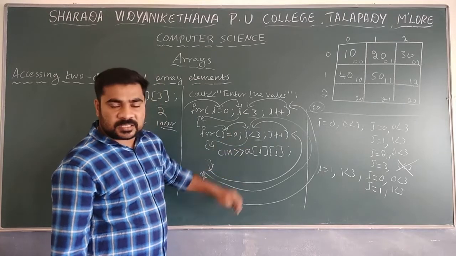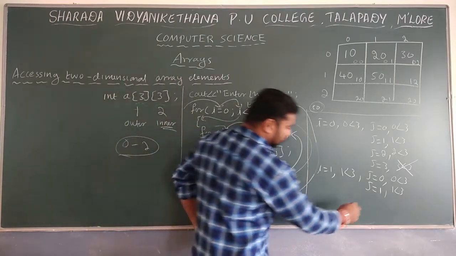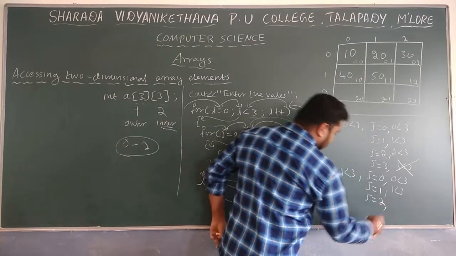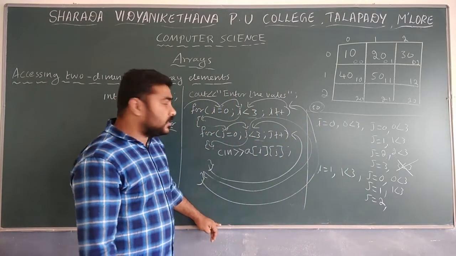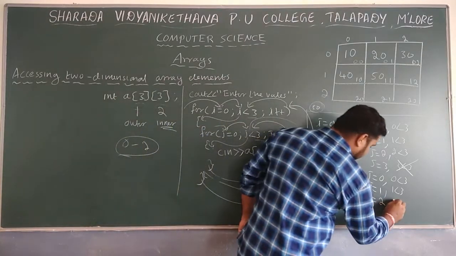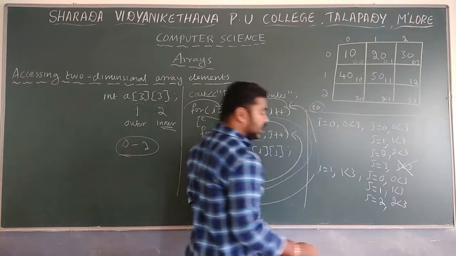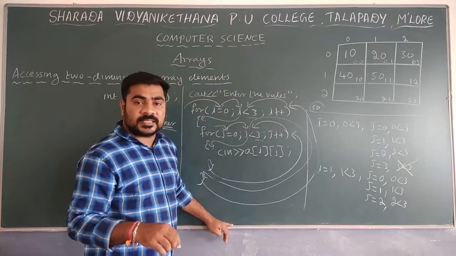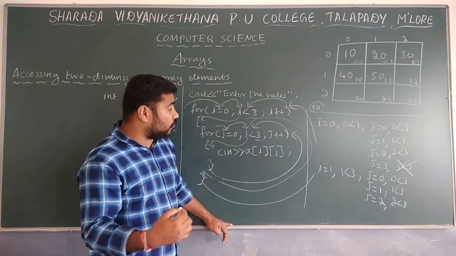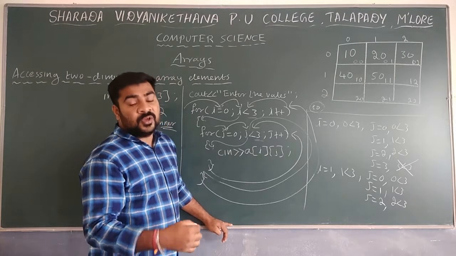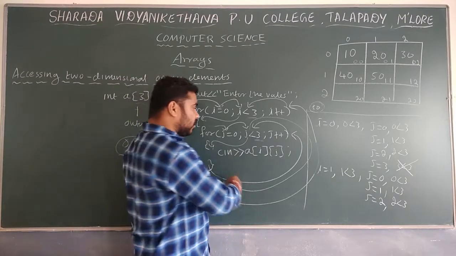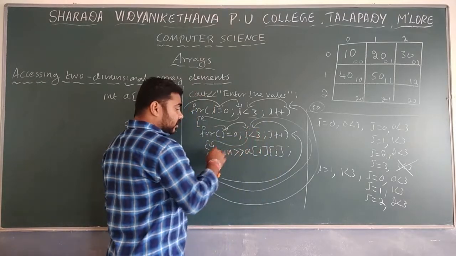Then j plus plus. Now j value is 2. Whenever j is equal to 2, we'll check the condition. 2 is less than 3. Is the condition true or false here? Condition is true. Whenever the condition is true, once again it is going to execute the statements.